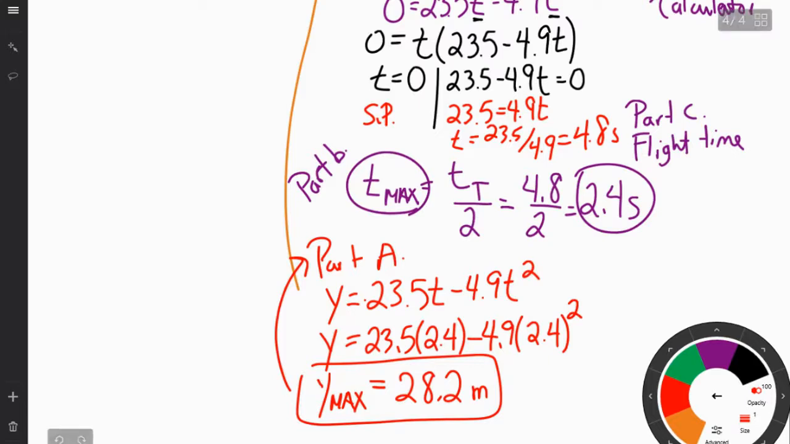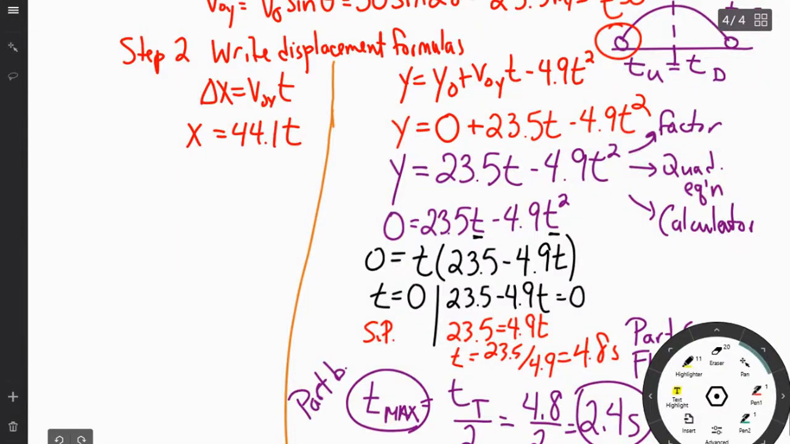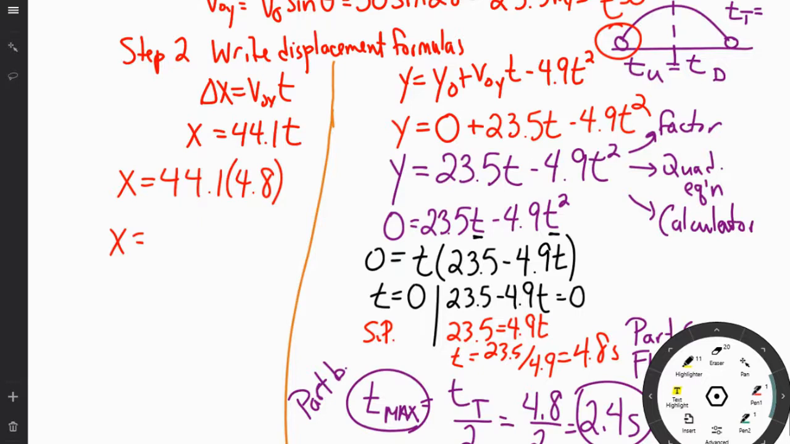Okay, so the last part is part D, sorry. So part D is now taking our range, or what is our horizontal distance traveled? So that's going to go back to our total time, this 4.8 seconds. So I'm going to say x equals 44.1 times 4.8. And we get a total of 212 meters.